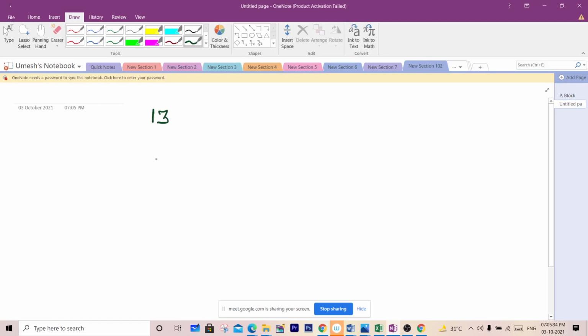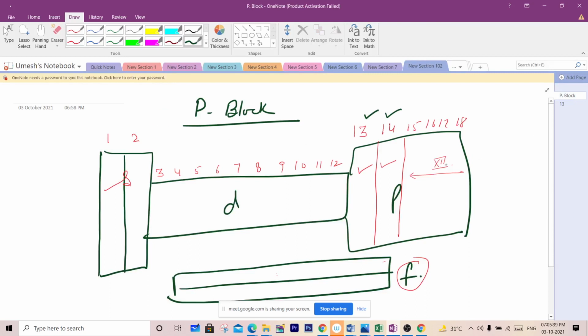Group number 13. Sorry, your voice cut out. Do you mind going to the previous page for a second? Your voice also cut out. I don't know why. Can you hear me clearly now? Yeah, now I can. Okay. Now we can move on.